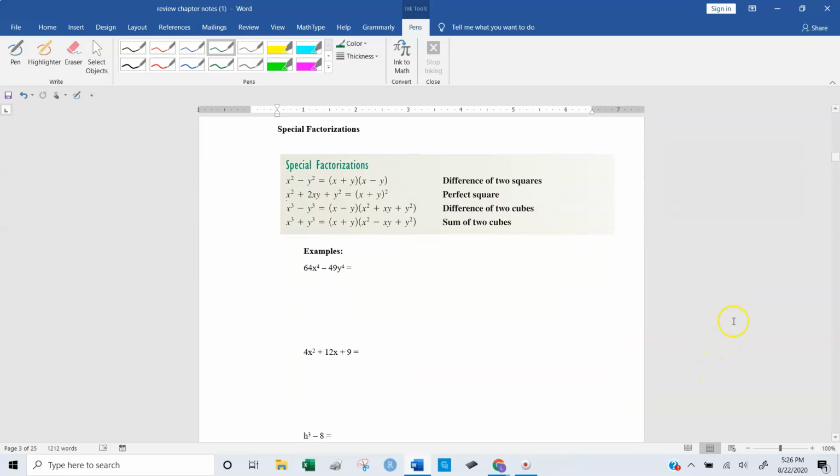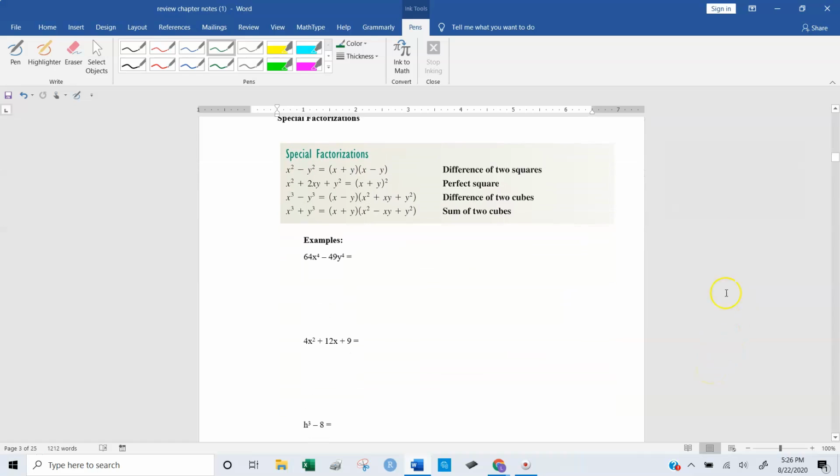Okay, special factors. These are a few that you may not remember. I think you do remember the first ones, like x squared minus y squared. That's a difference of squares. Remember, that's x plus y, x minus y. Next are perfect squares. So this is a square and this is a square, and the middle is double the square root of the first and the second. That's a perfect square.